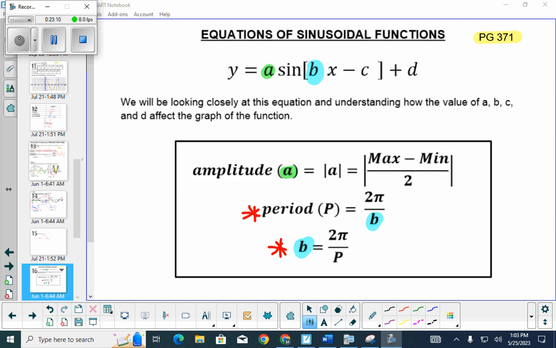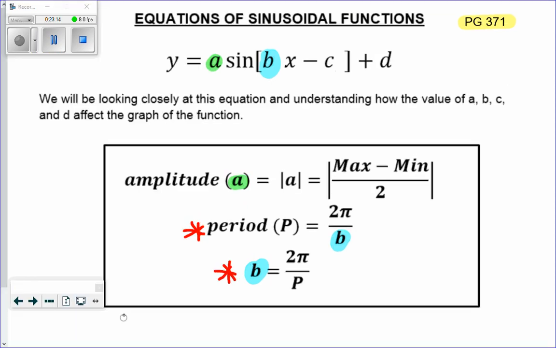Okay, so even this is on page 371. It's not in color, so color is our friend. Okay, this is what we call the equation of a sinusoidal function. Okay?